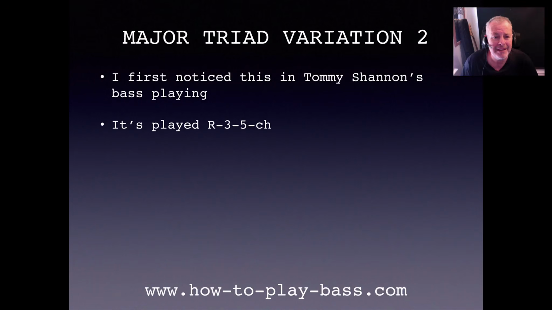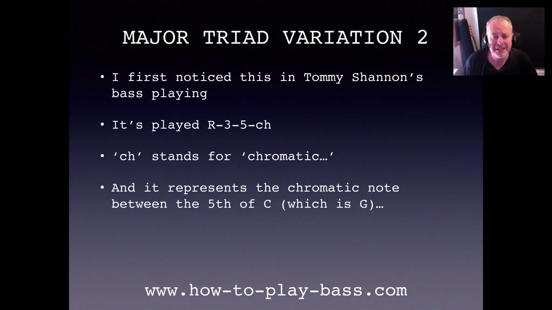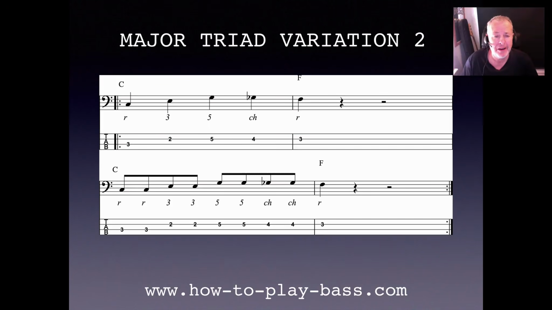And this is played root, 3, 5, CH. Now CH stands for chromatic, and here it represents the chromatic note between the fifth of C, which obviously is G if you know your triads and the note names, and the root of F. So the note that it will be is G flat, and you can see that here on beat 4 of bar 1 and bar 3.